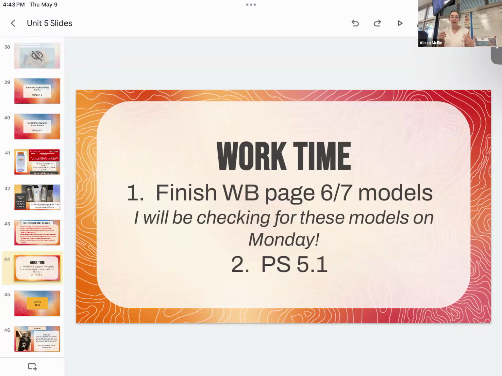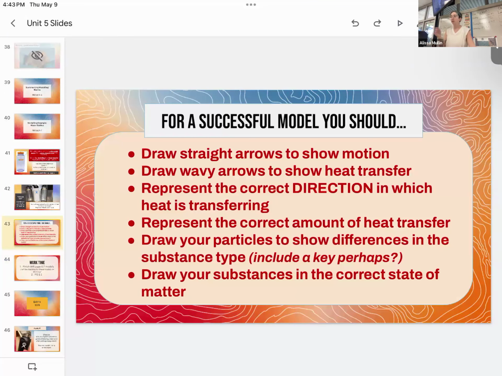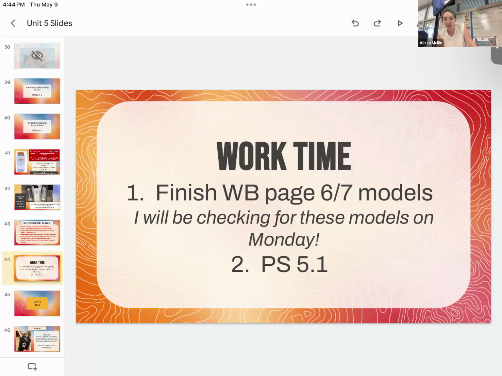But that's it for our little check-in video. Make sure you're being thoughtful about your model, including all these details and explaining what you're trying to show. Because on Monday, I am going to want to check in with you and see some progress and these completed models so that we can touch base about them. But the rest of the time is yours to work on these 2 things.